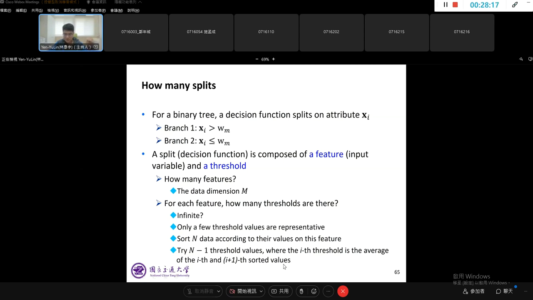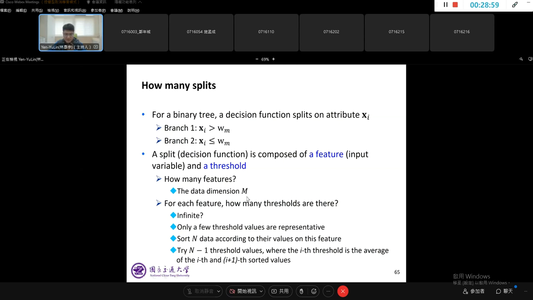So let's consider one particular feature. Along this feature, we sort the data points according to the feature value. So this is a sorted list of values. Actually, these are real values. There are numerous thresholds, but just a few of them are representative. We can sort the data values and construct the corresponding thresholds. There are m dimensions and there are n minus 1 thresholds.